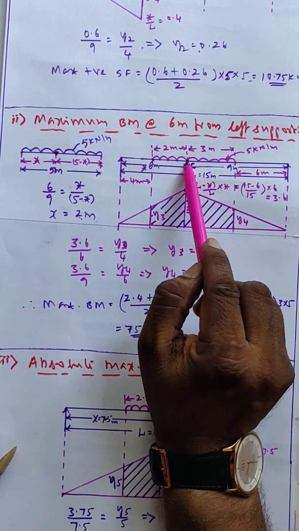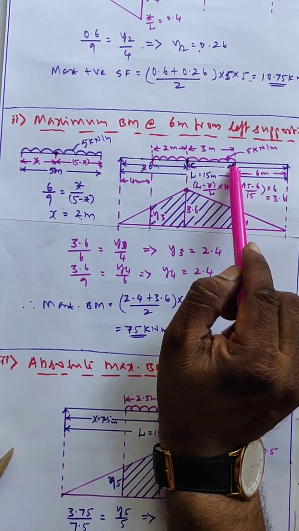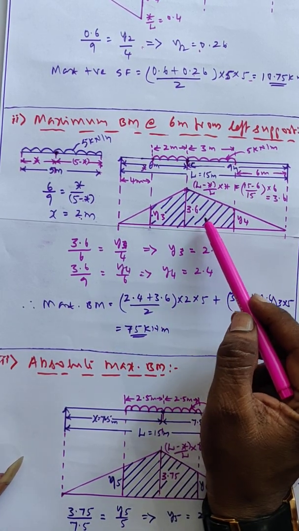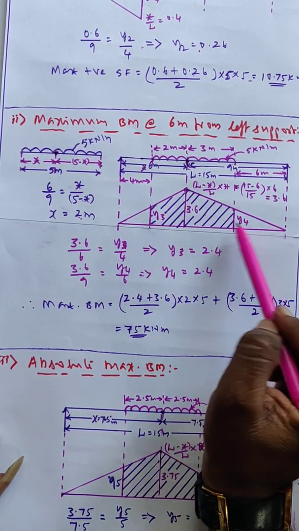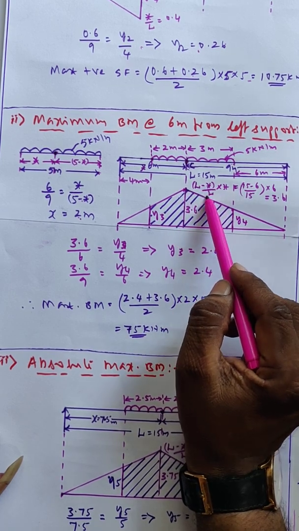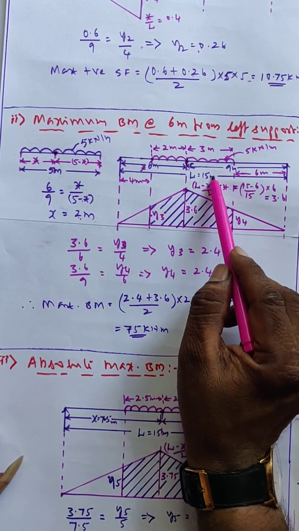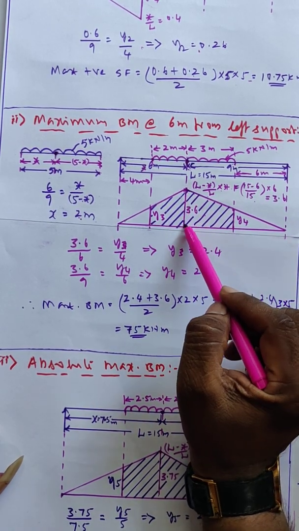Therefore, we have to keep the UDL such that to the left it is 2 meter, to the right it is 3 meter. Then we will draw the ILD for bending moment at section C. This is the ILD for bending moment at section C. Therefore, P coordinate is (L minus x) by L into x. X is 6 meter, L is 15 meter, so 9 by 15 into 6. It comes 3.6, this coordinate.